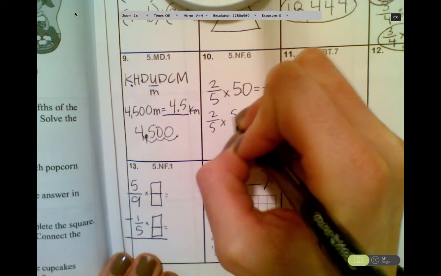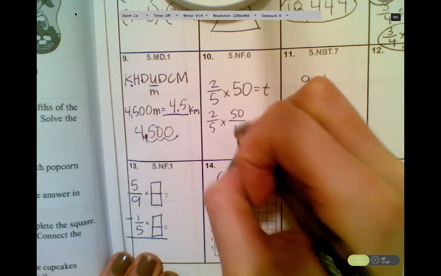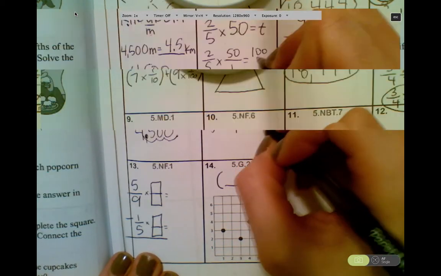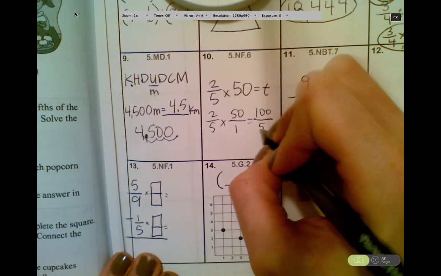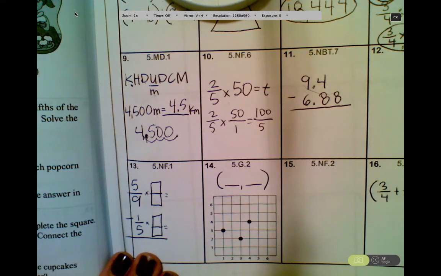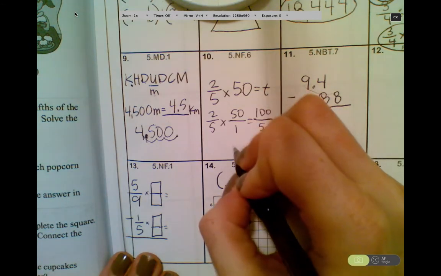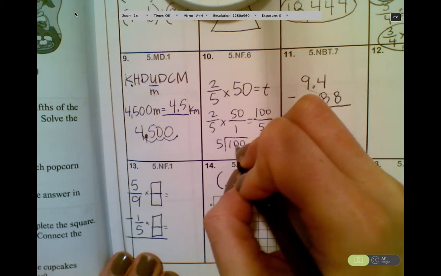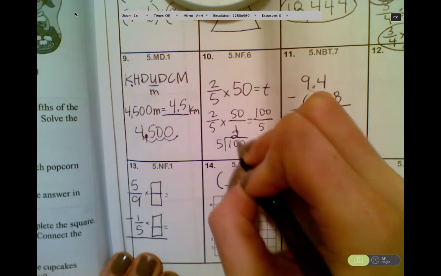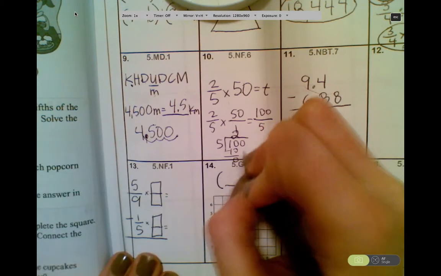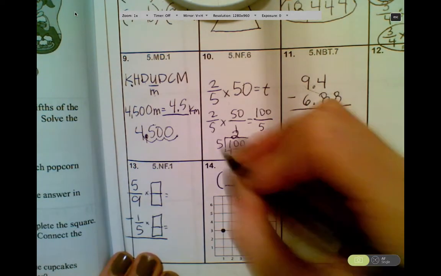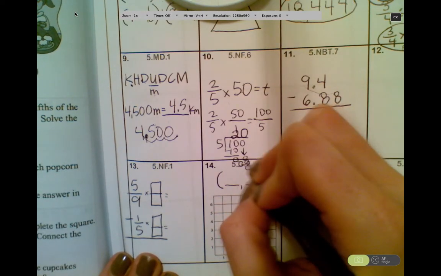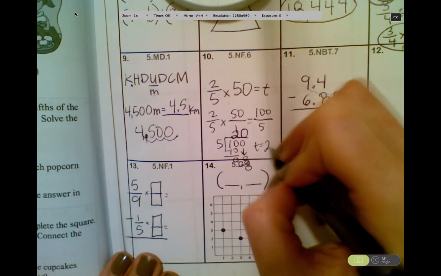2/5 times 50. To make 50 a fraction, I put 50 over 1. 2 times 50 is 100. 5 times 1 is 5. It's an improper fraction, so let's turn that to a mixed number. 100 divided by 5. 5 goes into 10 2 times. 2 times 5 is 10. Bring down my 0. 5 goes into 0 0 times. 0 times 5 is 0. Subtract. So your answer is T equals 20.